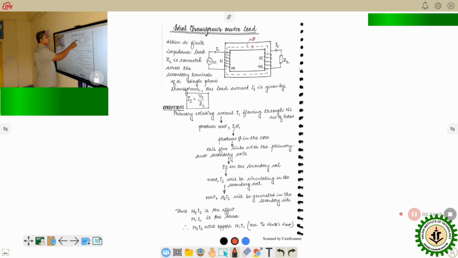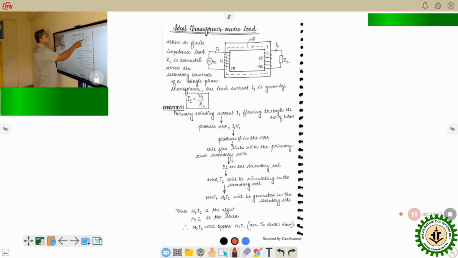Now when I1 current passes through N1 number of turns, it produces primary MMF. MMF means ampere turns, ampere multiplied by number of turns. So primary MMF is I1 N1, which produces phi amount of flux in the core. What is the function of this flux? This flux links with the primary and secondary coil, so E1 and E2 get induced. What is the function of EMF? If the circuit is closed, it will give rise to a current.